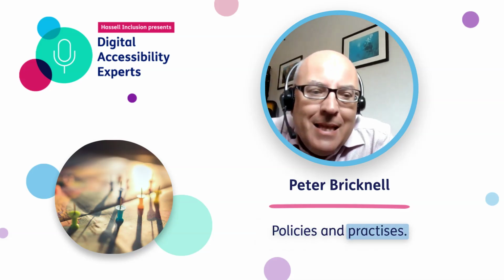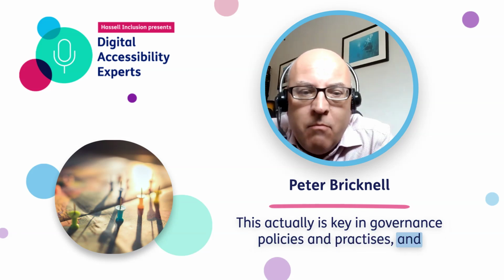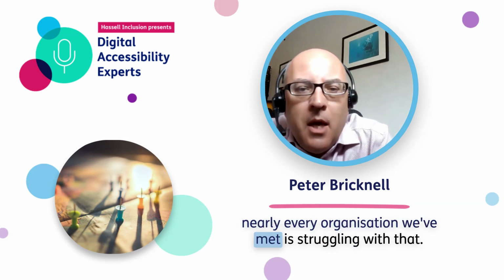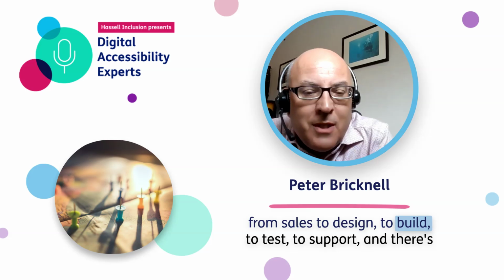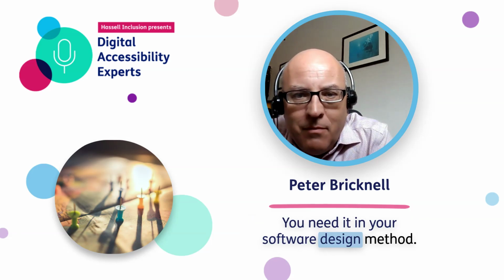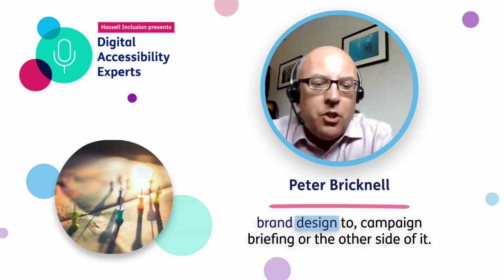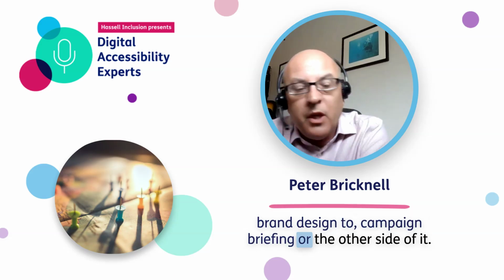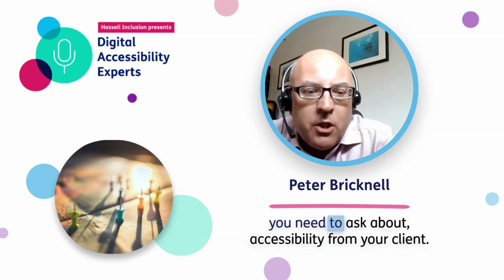Policies and practices. This actually is key in governance, and nearly every organization we've met is struggling with that. If you're in a commercial organization, you want it from sales to design to build to test to support, and there's a whole bunch of policies. You need it in your software design method. If you're a marketing agency, you need it from brand design to campaign briefing, or the other side of it, if you are an agency receiving briefs, you need to ask about accessibility from your client.